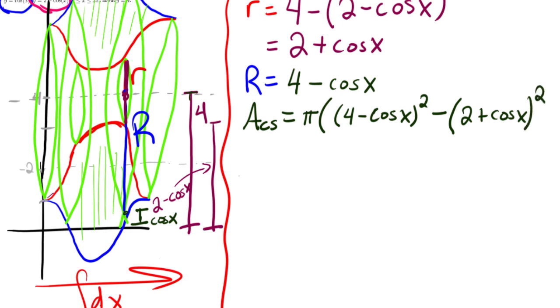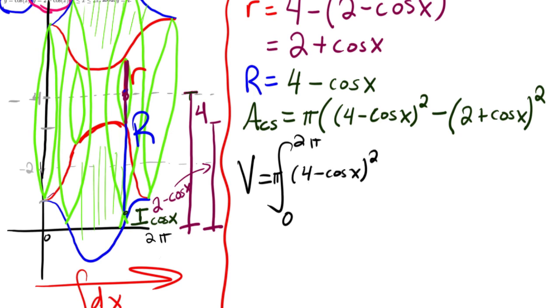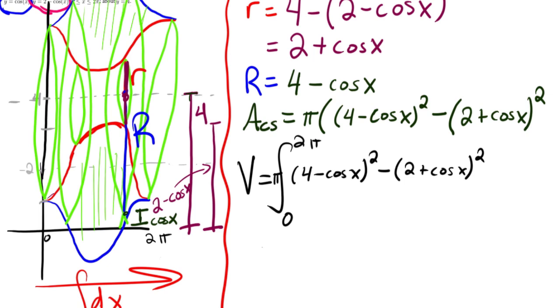So then what that means is that the volume is equal to the integral from 0 to 2 pi of pi times (4 minus cosine x) squared minus (2 plus cosine x) squared. And if you actually do this, using the fundamental theorem of calculus, you get 24 pi squared.